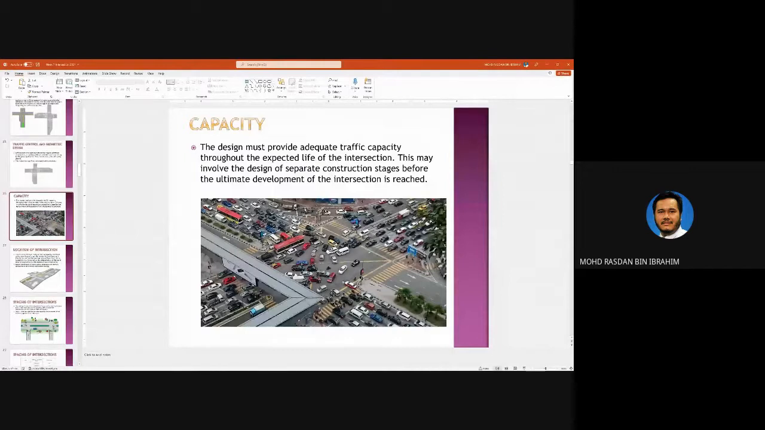You are designing the intersection. The reserve is very big, but you only construct a small intersection because it's only adequate for 10 years. But you already have the space to expand the intersection at a different stage, at a different time. So that is what it means by separate construction stage.